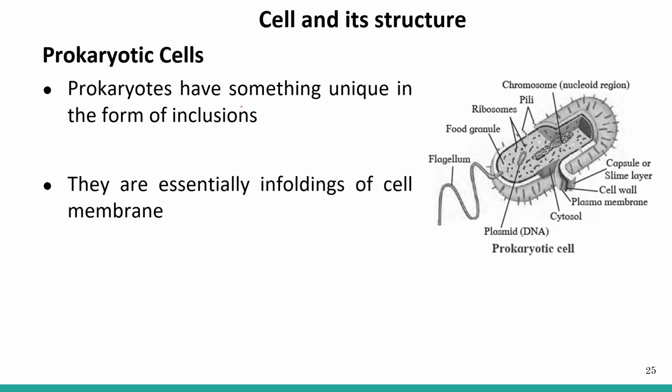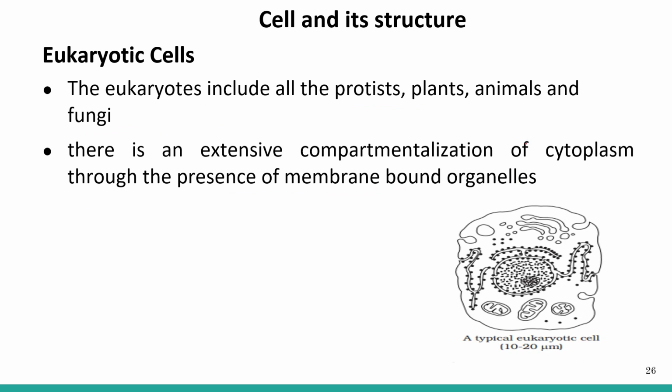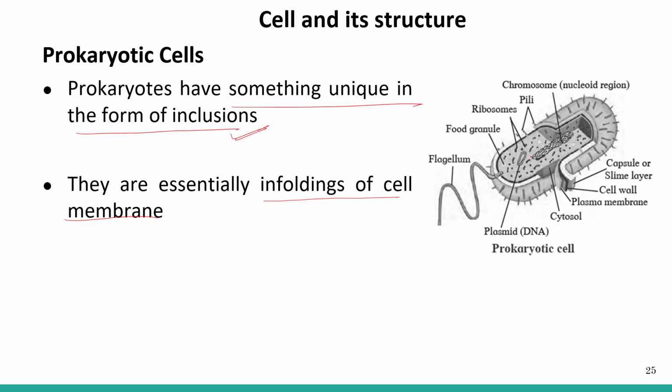Prokaryotes have something unique in the form of inclusions. They are essentially enfolding of the cell membrane. So there are some inclusion bodies, and also at some region the cell membrane gets enfolded, and that forms the mesosome structure.